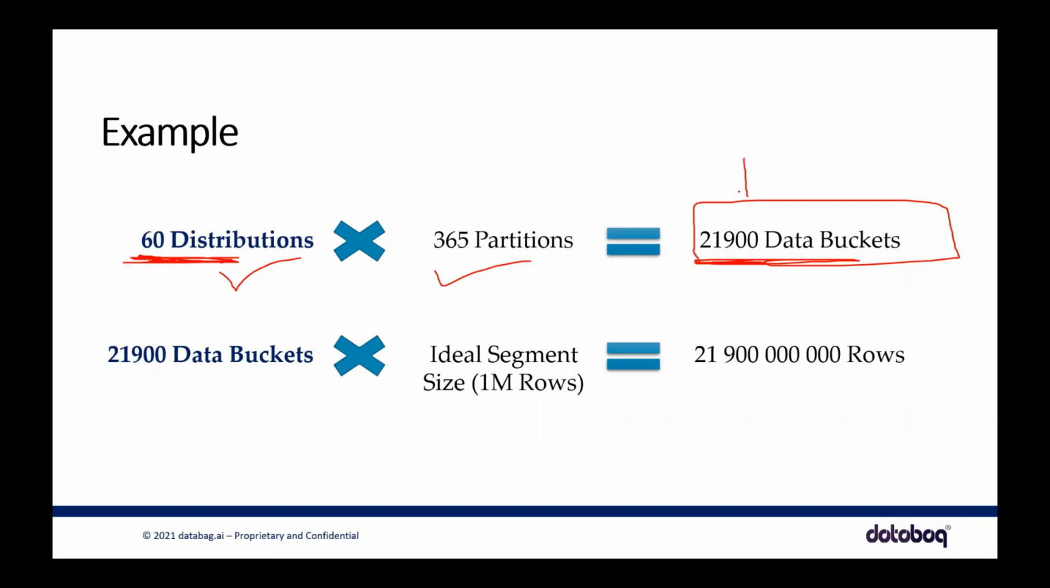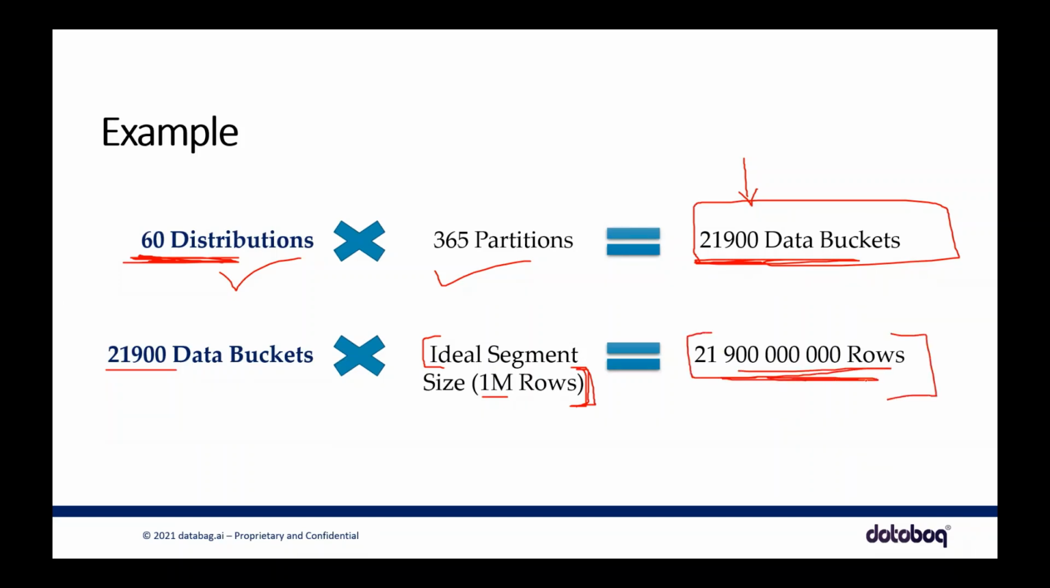So when you query something, the query has to go through these 21,900 data buckets and fetch the data for you, if you're putting a where condition like date or day there. Like I said, again, 21,900 data buckets. The ideal segment size of a data warehouse in Synapse is 1 million rows. So then if you multiply this with this, you'll have this many rows.